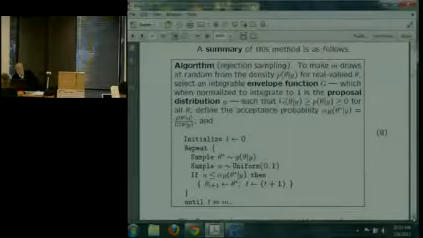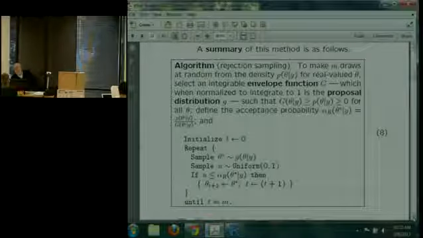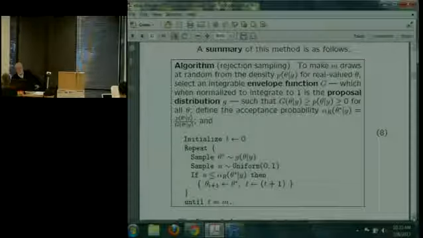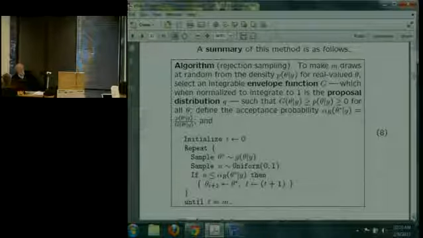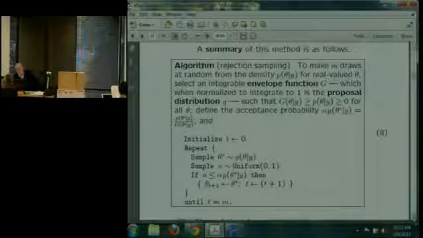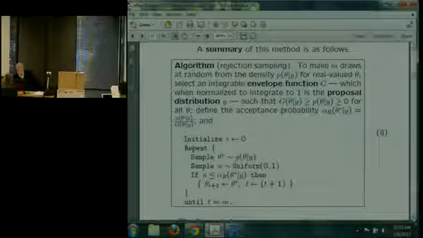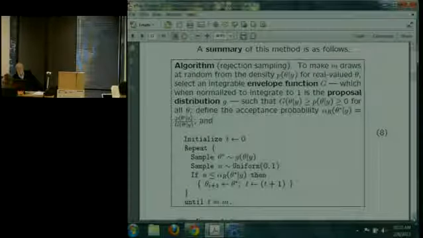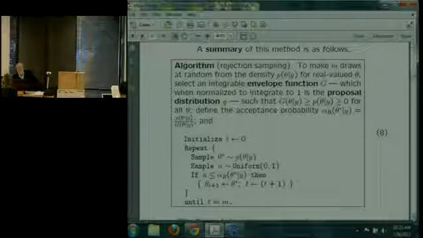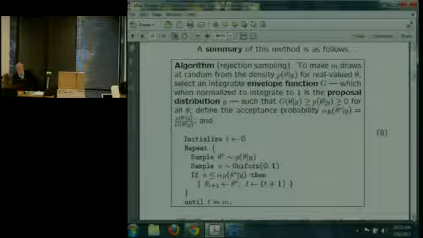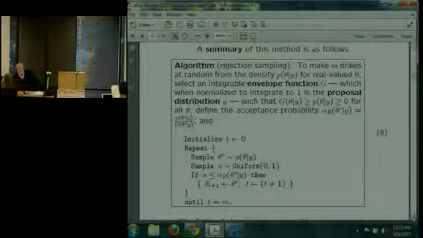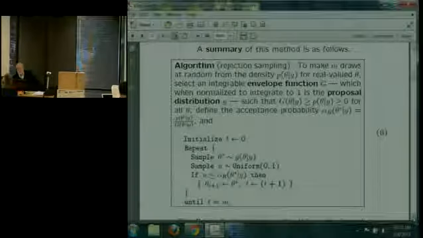But let's just talk about real valued theta for the moment. Select an integrable envelope function G. I should have mentioned that before: G has to be normalizable, and that's what I mean by integrable. Its integral has to be finite so that I can divide through by that finite number and make it into a density. So select an integrable envelope function G, which when normalized to integrate to 1 is something that later on we're going to call your proposal distribution, lowercase g. And it's an envelope function, capital G, because it's everywhere at least as large as lowercase p.